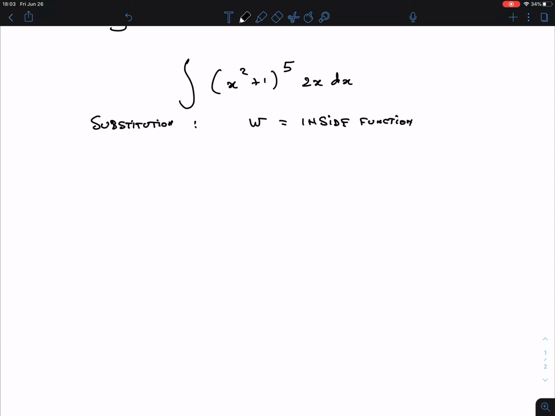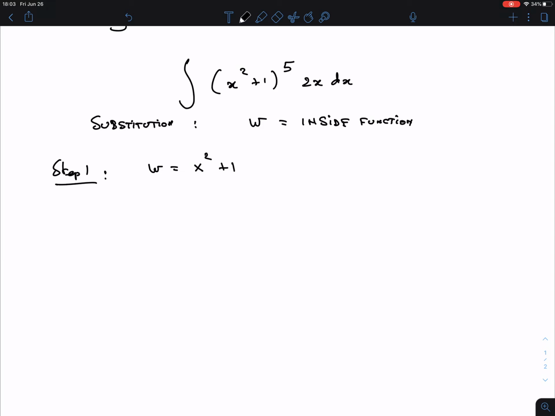But it's not the only thing that we need. We also will need the derivative of the inside function. Okay? So let me show you how to solve this problem. The inside function here is clearly x squared plus 1. It's inside the power here. What about the 2x? Well, it's just sitting there, a bit separately. Now, so that's step 1. You choose your inside function.